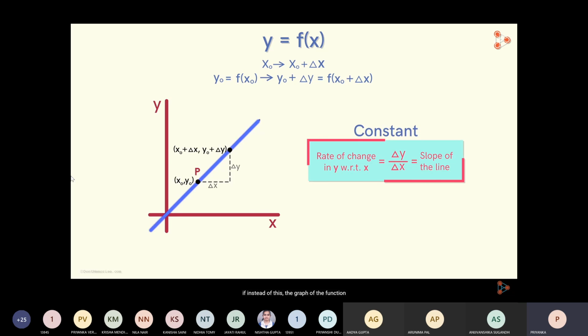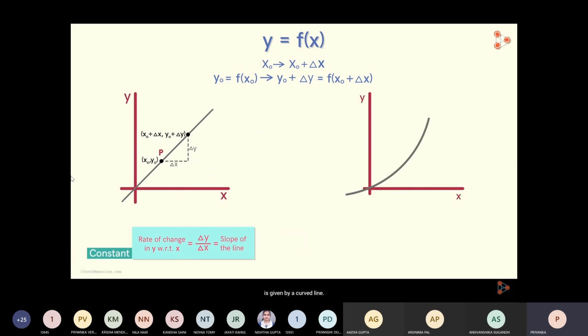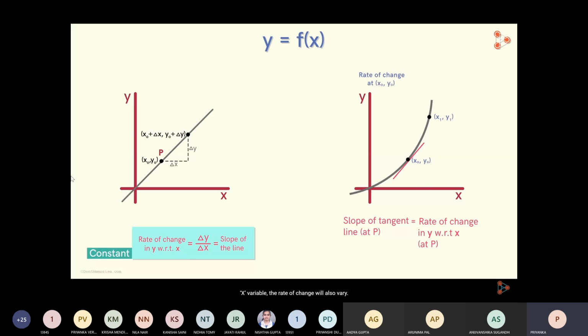But what if instead of this, the graph of the function is given by a curved line? The slope at a point tells us the rate of change at that point. We've seen earlier that in a very small region around a point, the curve can be thought of as a straight line. This is the tangent line at this point. But now, we can see that depending on the point on the curve, the slope will change. So this means, depending on the value of the x variable, the rate of change will also vary.